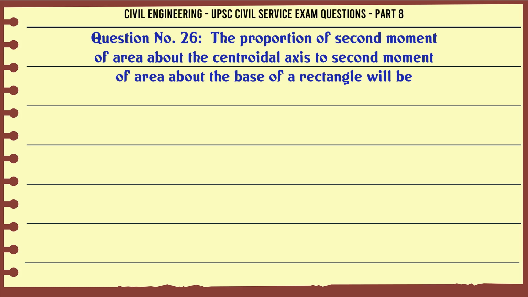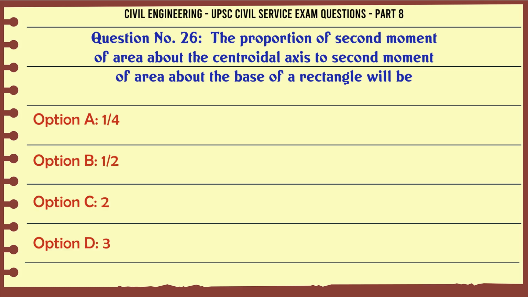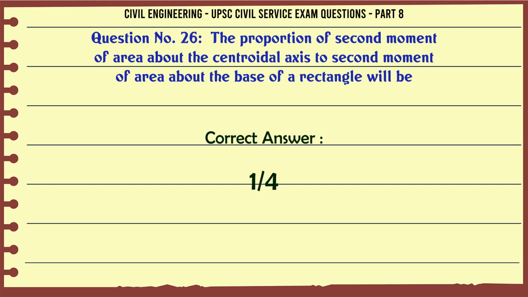The proportion of second moment of area about the centroidal axis to second moment of area about the base of a rectangle will be A: 1/4, B: 1/2, C: 2, D: 3. The correct answer is 1/4.